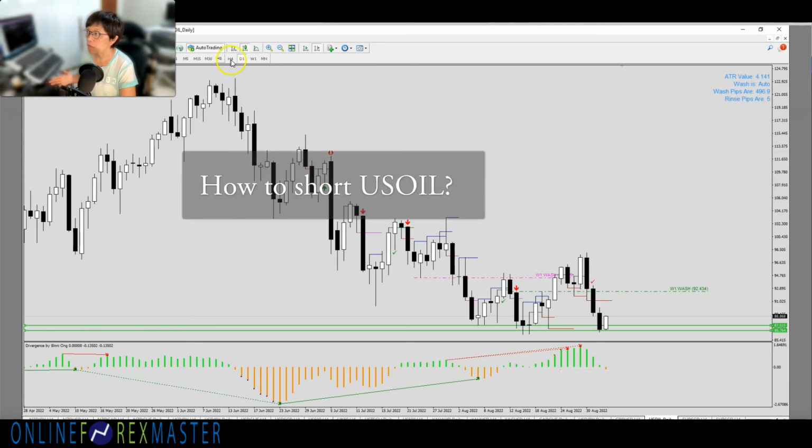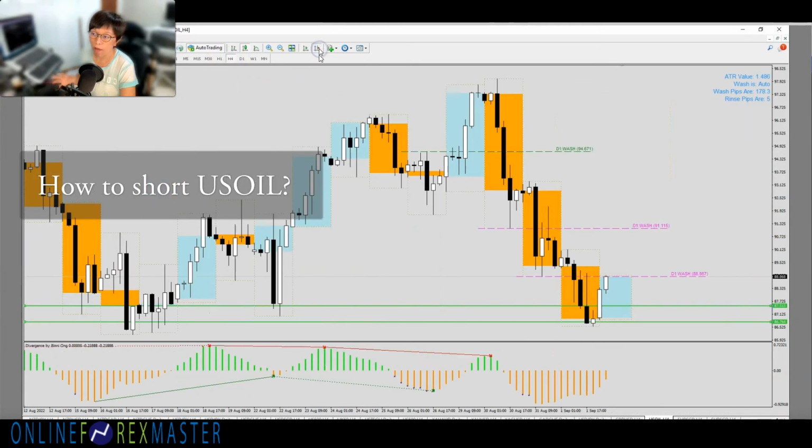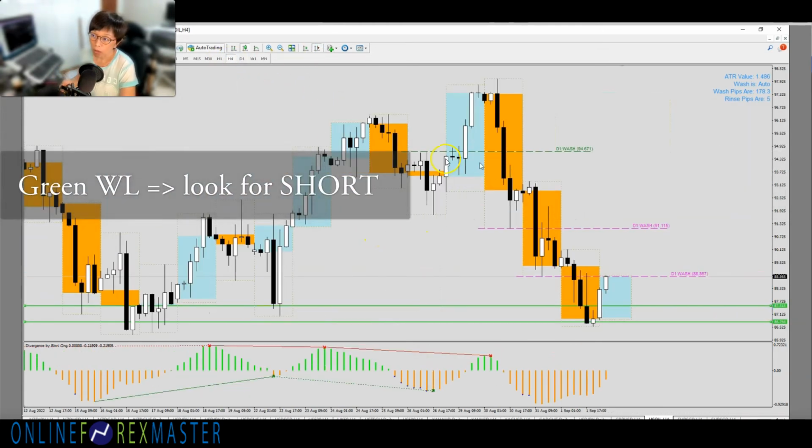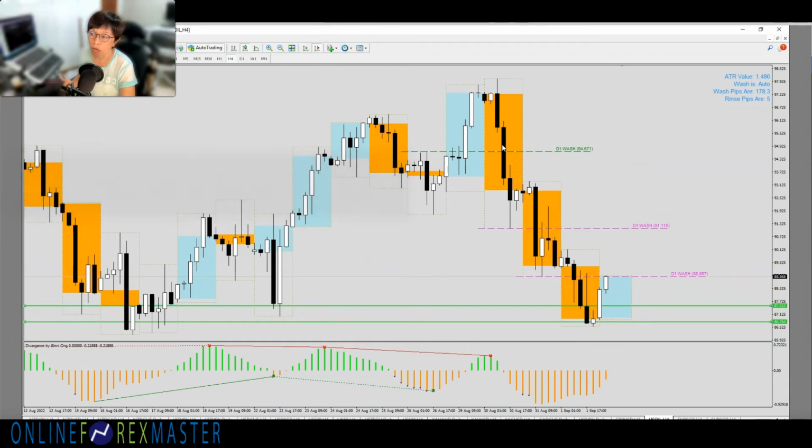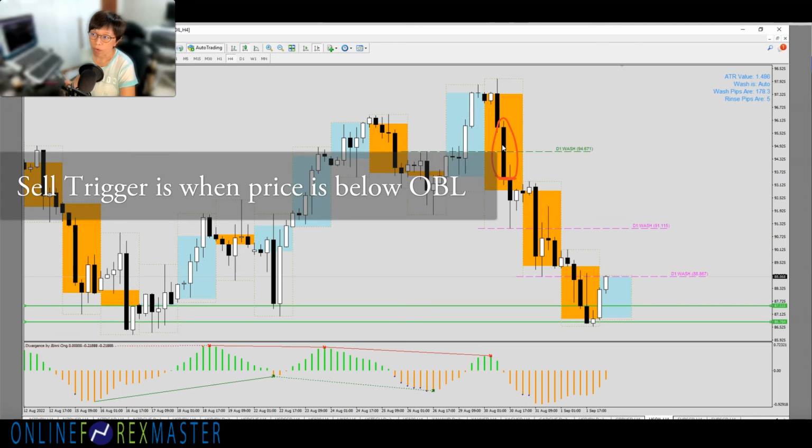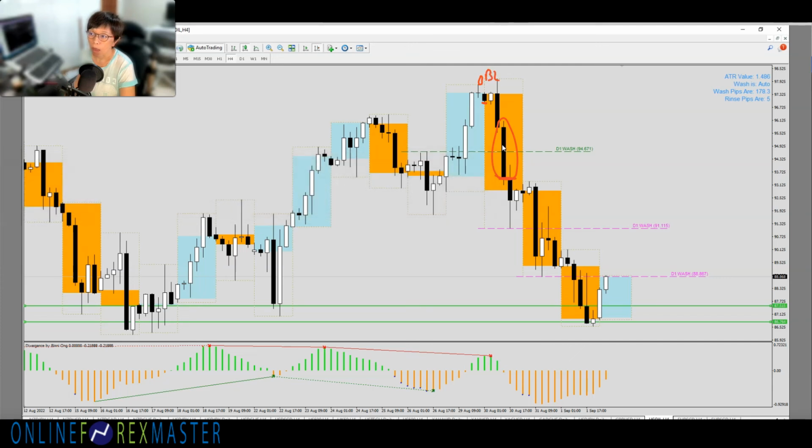Let's recap exactly where you have shorted. Number one, you look for the green line. Green is to sell. So when you are selling, you wait for price to close below the green line. That's around here, so this is the exact place that you sell. Number two, you sell when price is near or below the opening bar low. So this is the opening bar low, and you sell when it's below it.